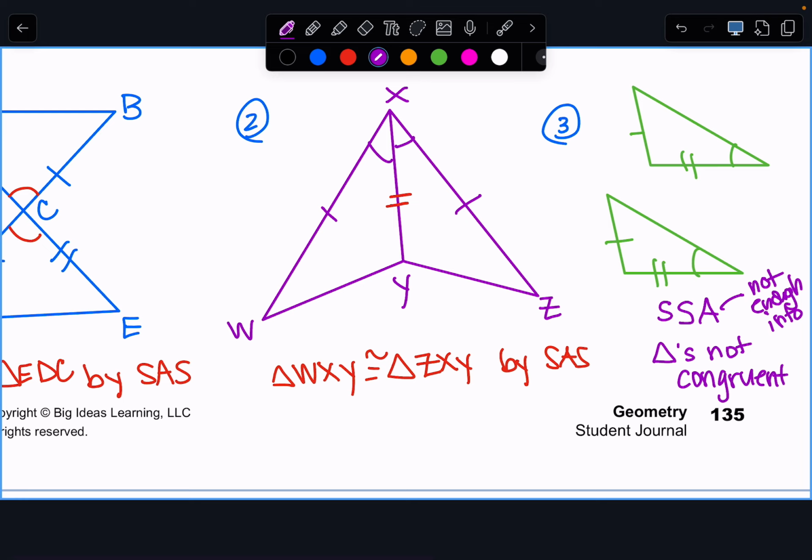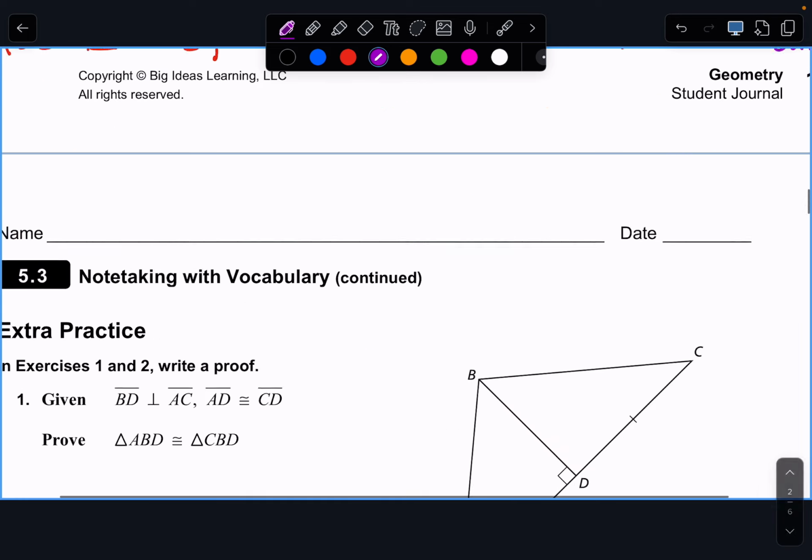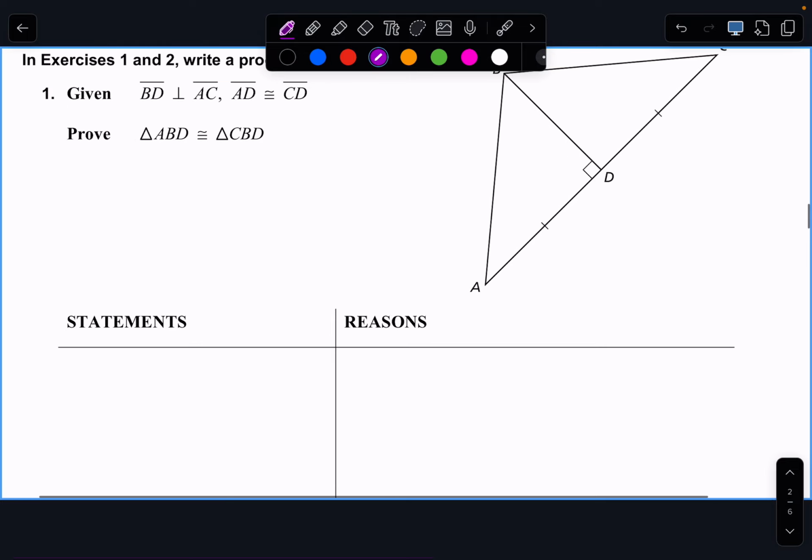SSA, frontwards or backwards, is not enough info to say, hey, these two triangles are congruent. I'm trying to make a point here. So it's not a legitimate thing. Okay, next page. Turn the page.